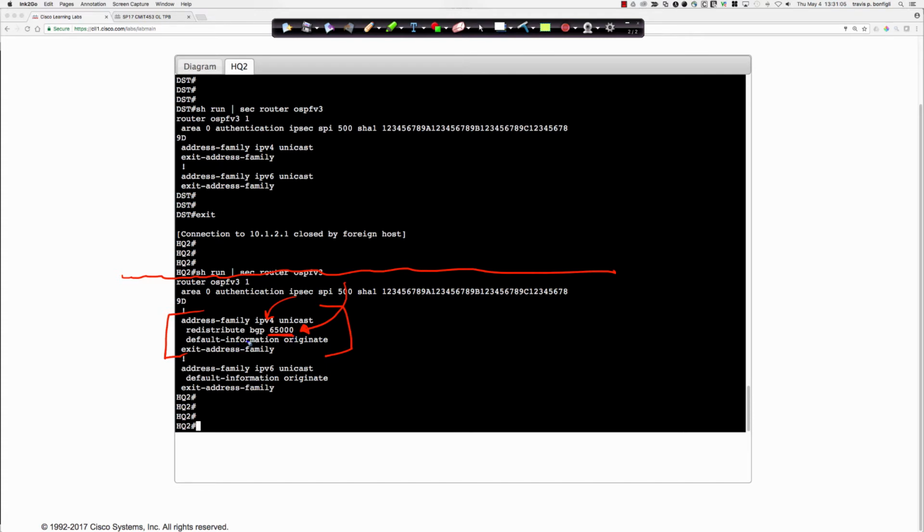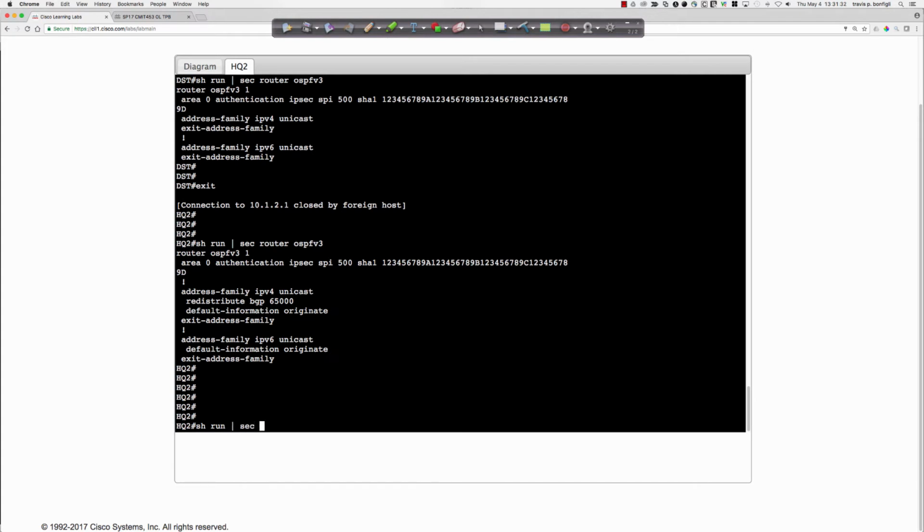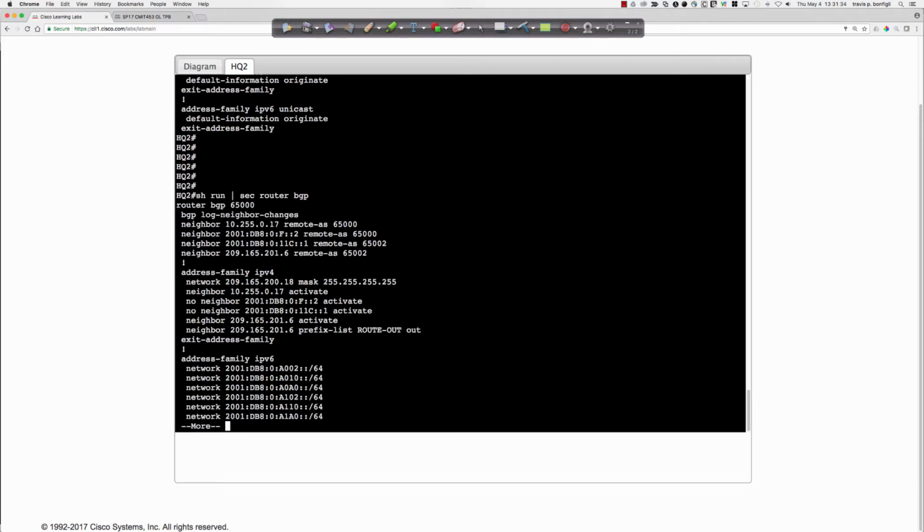Now, remember, we don't need the subnets command here, okay? Because, again, this is OSPFv3 with address family. So we're redistributing BGP 65,000 into OSPF. So this is where that information is coming from. Let's clear the screen and see what HQ2's show run section router BGP looks like.